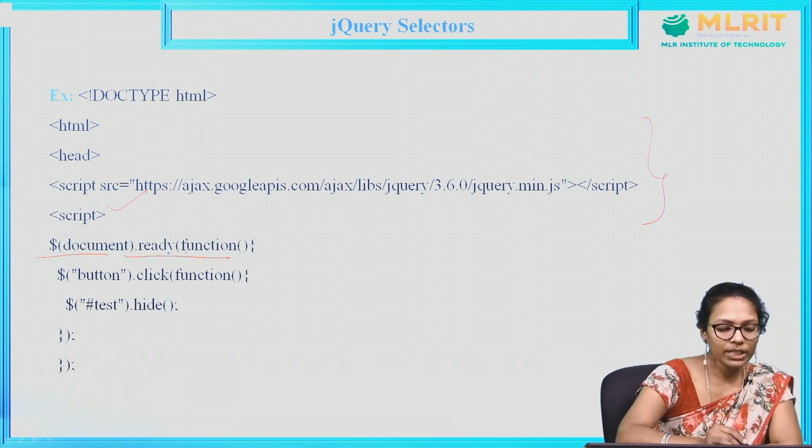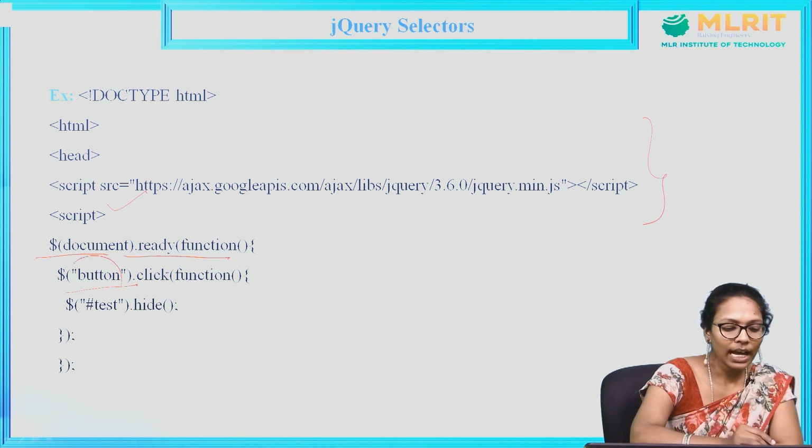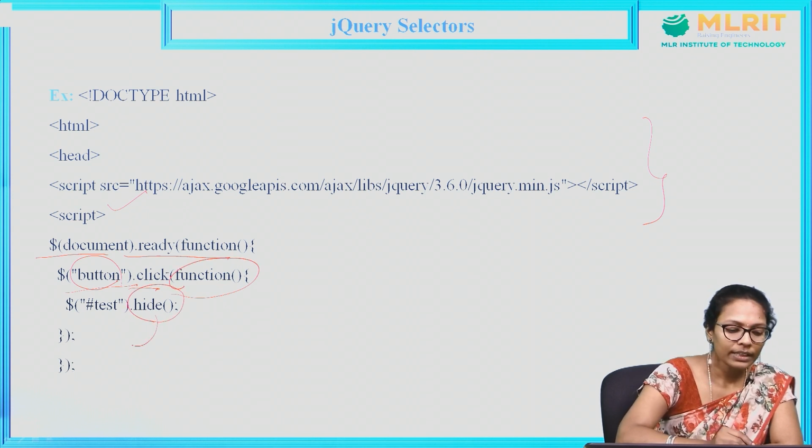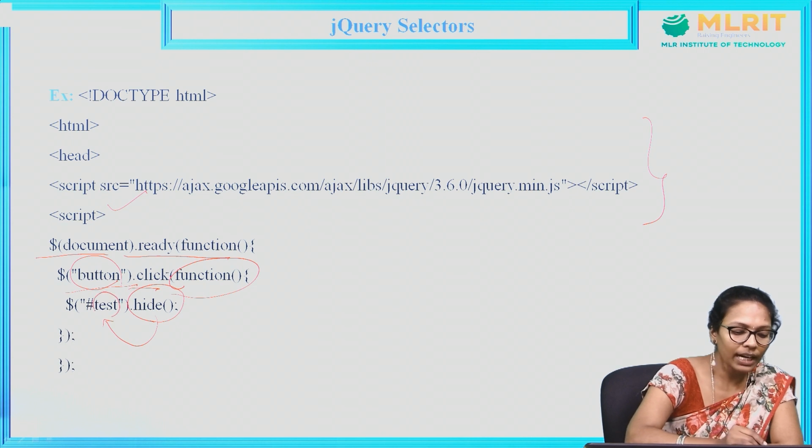Whenever the document is ready, and we have a button here. So the tag name is the button tag. So whenever you click on this button, what should happen? A particular element should be hidden. What is that element? The element which has the ID as test.